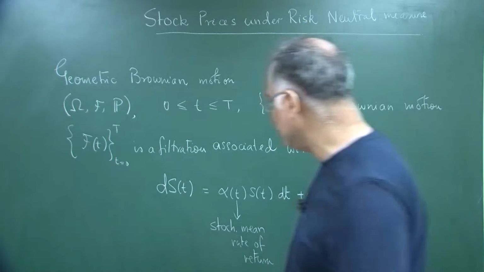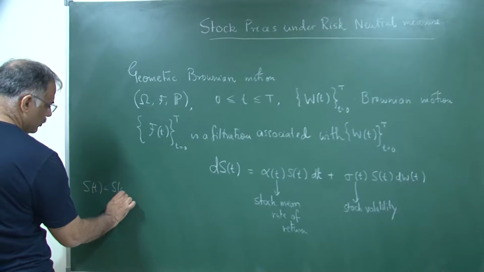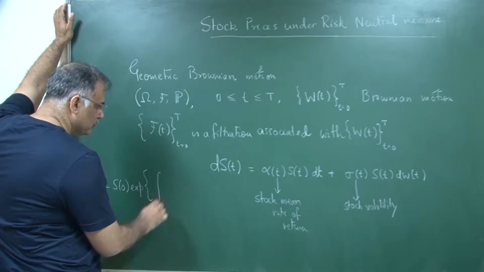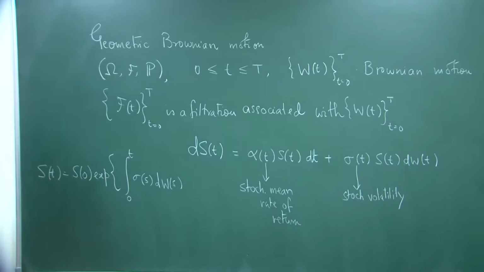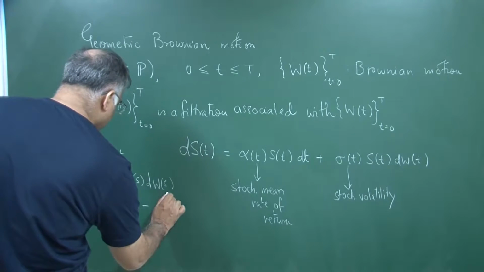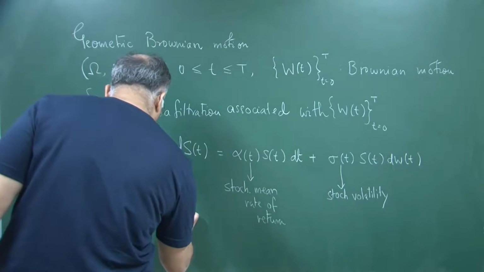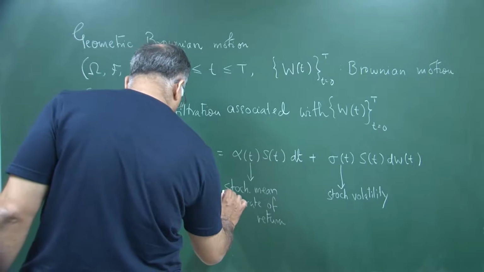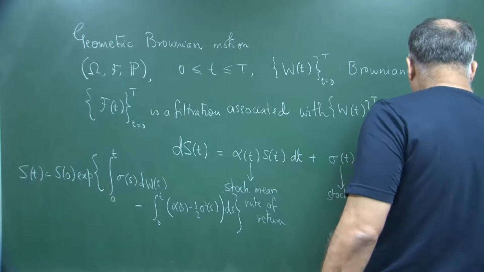This can be written in the integral form as S of t is S of 0 times exponential, meaning e to the power of the integral from 0 to T of sigma s dWs, plus the integral from 0 to T of alpha s minus half sigma square s ds. You might often forget this term. So, this is essentially the solution of this stochastic differential equation, or SDE.